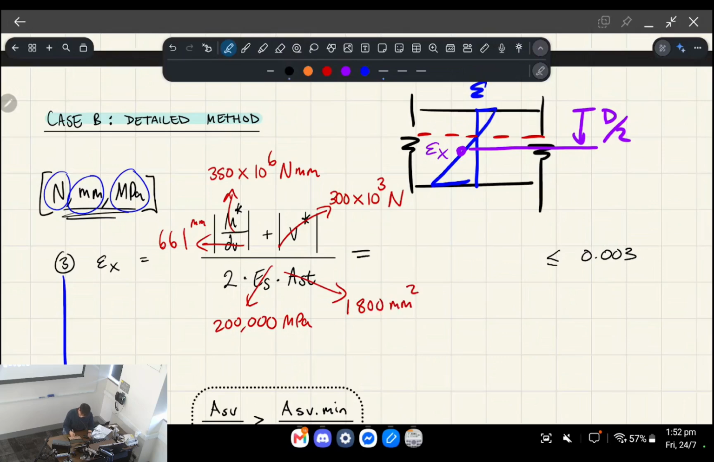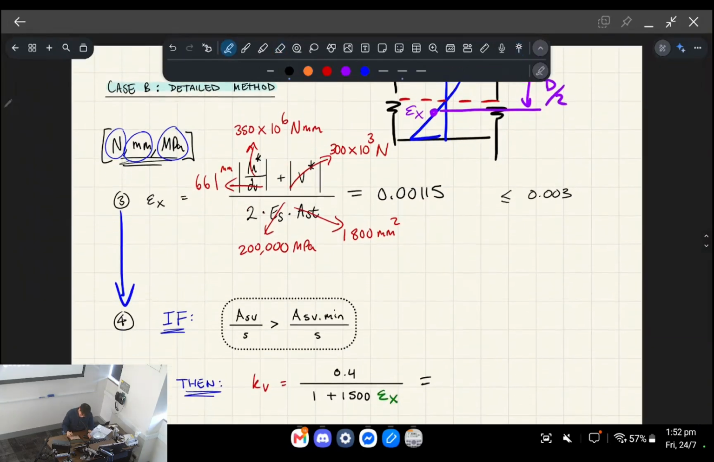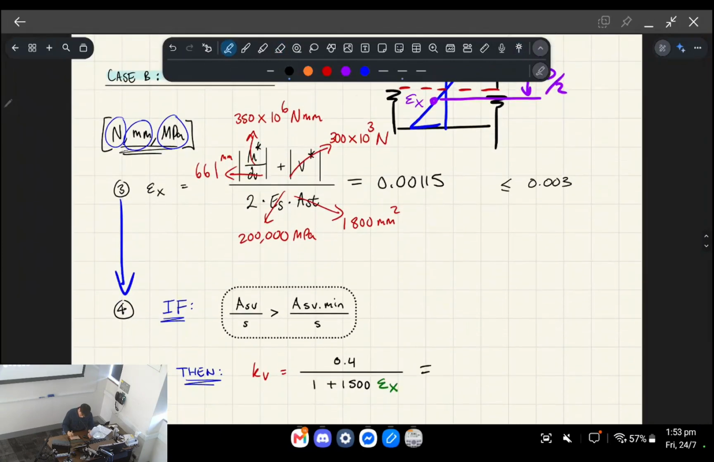Once you punch all of that into the calculator, you get 0.00115. This is the max value it can be. It can't be bigger than 0.003, but our number is not going to be anywhere close to that. Great, so that's the value we're going to use.